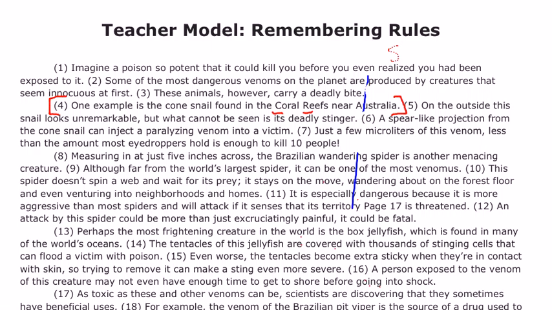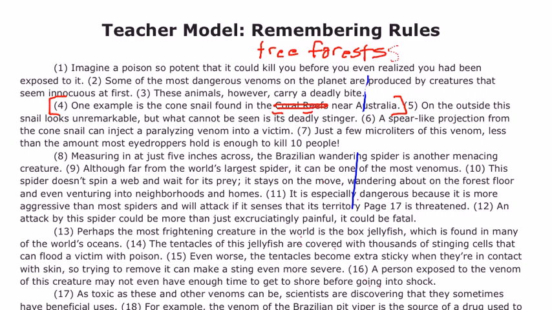But if I don't know that rule, what I would do here is substitute. And I would take two words that do the exact same thing as coral reefs, and in fact are even similar to coral reefs, and ask myself whether I would capitalize those. In this case, I'll use tree forests and just replace coral reefs with tree forests. One example is the cone snail found in the tree forests near Australia. Now, when I look at tree forests, I don't have any desire to capitalize those two words.